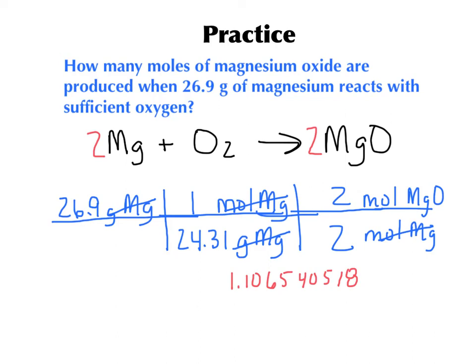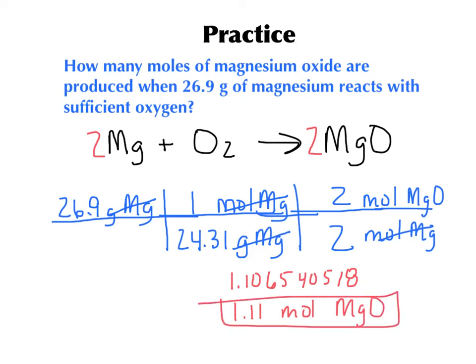Now I got to check my sig figs. I've got 3 sig figs right here. This is an exact quantity, so that doesn't affect my sig figs. I've got 4 sig figs there. I need my answer in 3 sig figs. That means this one's my first one, the 1 and the 0. I look at this one to see if I round up or not, and I do. So my answer is going to be 1.11 moles of MgO. Then put a box around it. So that's how you do a mass to mole problem.